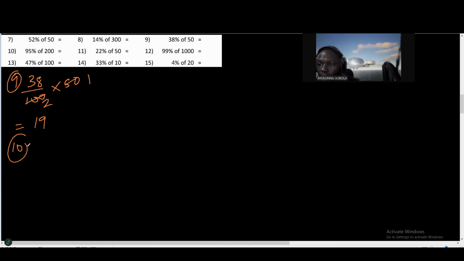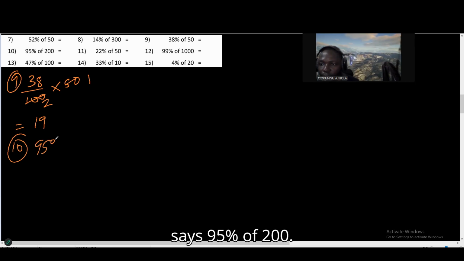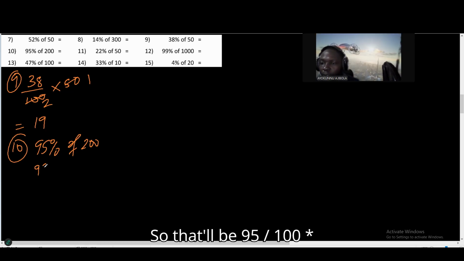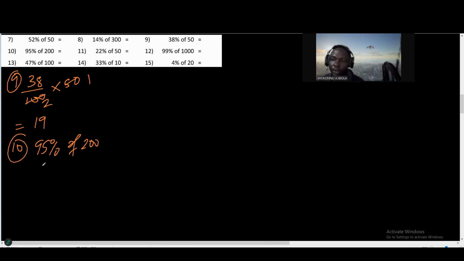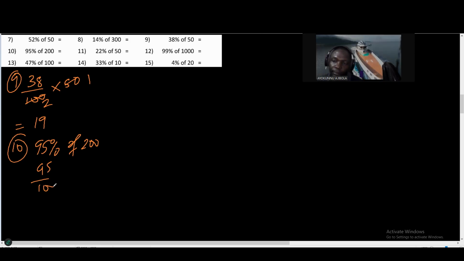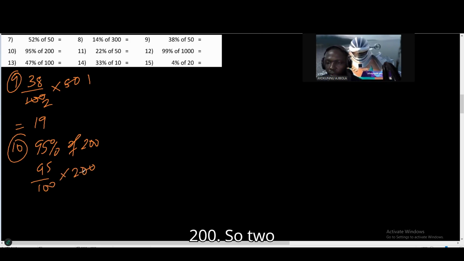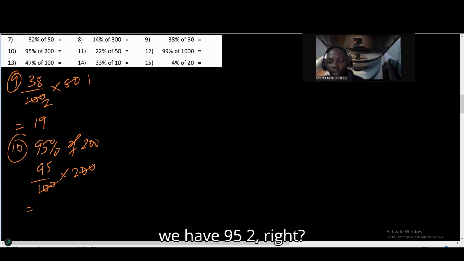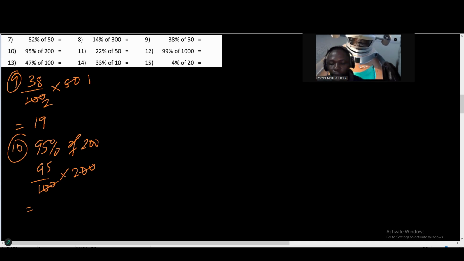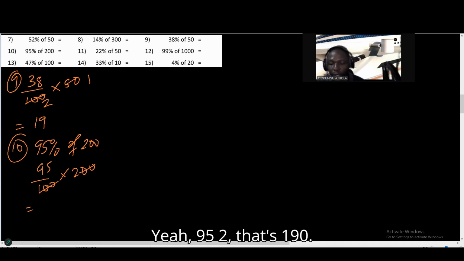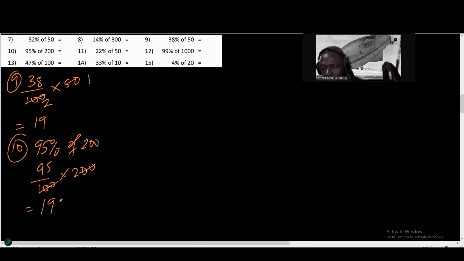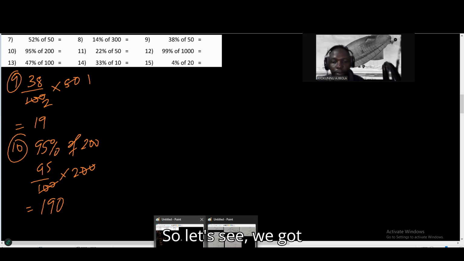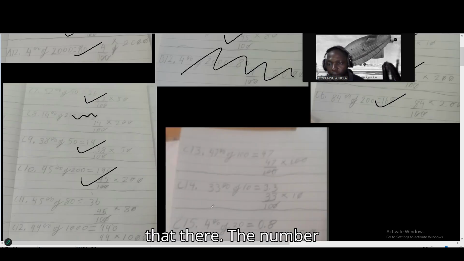10, question 10 says 95% of 200. So that'll be 95 over 100 times 200. So two zeros cancel two zeros. Then we have 95 times 2, right? Yeah. 95 times 2, that's 190. So let's see, we got that there.